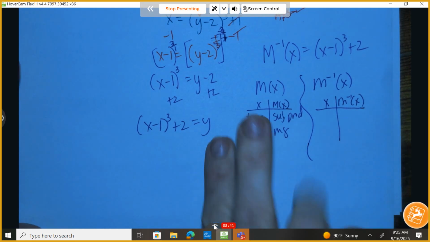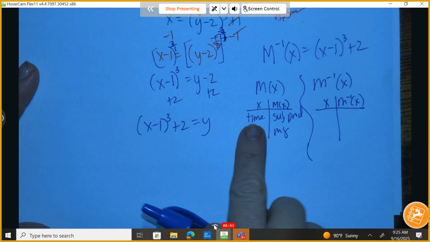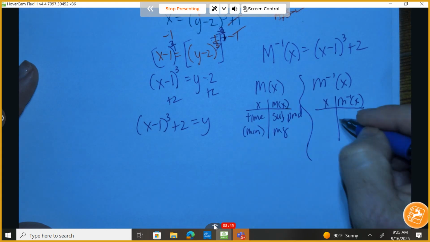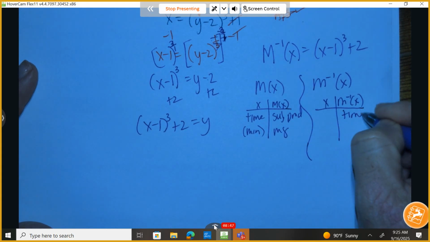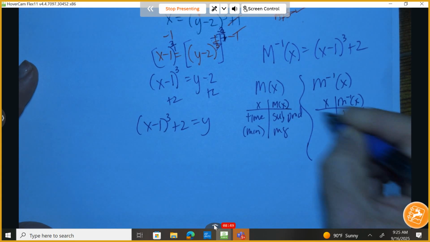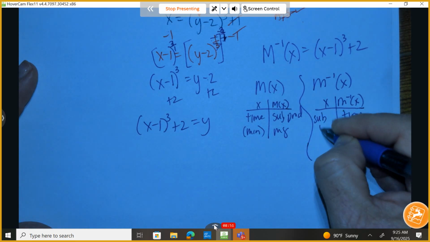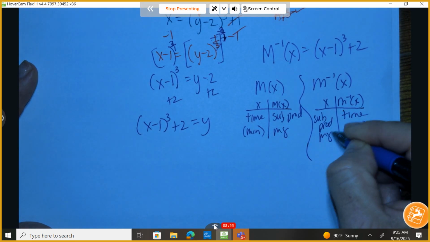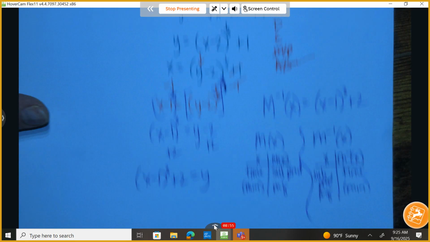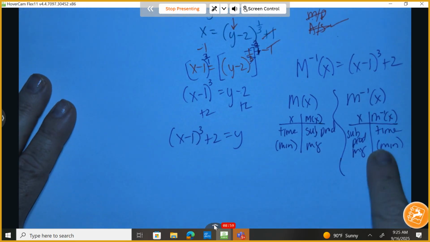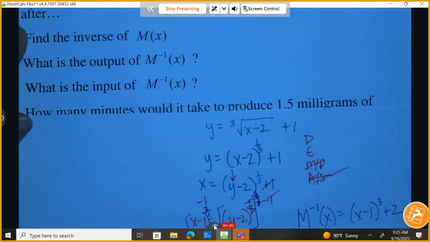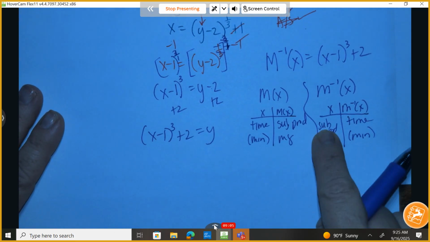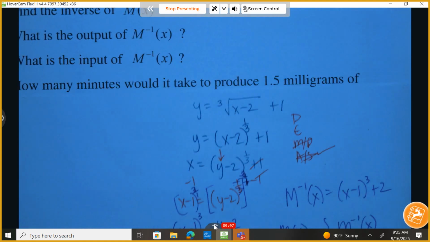Now, when you find the inverse of this function, we're just going to flip the concepts. So time is now not the input, it is the output. So time will be the output in terms of minutes, and vice versa. Your substance produced in terms of milligrams will be the input. So what is the output? Output is like our y's. For the inverse, it would be time in terms of minutes. What is our input for the inverse? It will be substance produced in terms of milligrams.